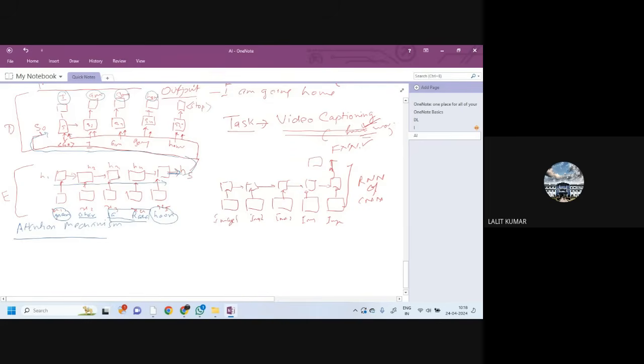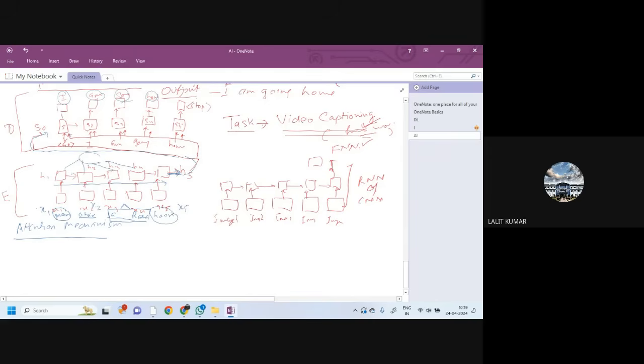So the first motivation is that instead of feeding H5 everywhere, we know that "I" gets more affected by X1, sorry. "M" is getting from "I am", which means X5. Similarly, "going" is getting more context from X3 and X4, and "home" is getting from X2.